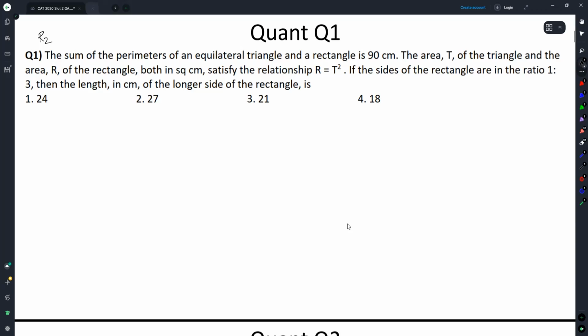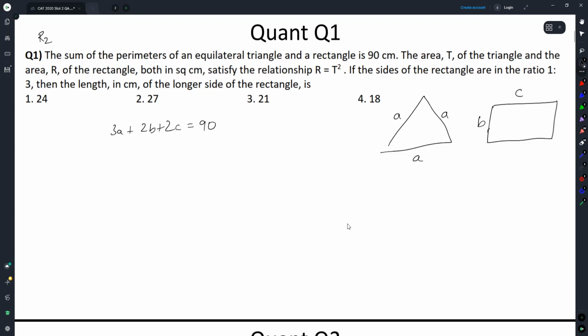I am not making equations out of this right now, but given that we are doing the analysis part of it, let us see. Let's say the 3 sides of the equilateral triangle and the rectangle. This is B, this is C. So what we have is 3A plus 2B plus 2C is 90. First relationship is done. The area of the triangle and area of the rectangle. So BC is equal to root 3 by 4 A square whole square. Okay.